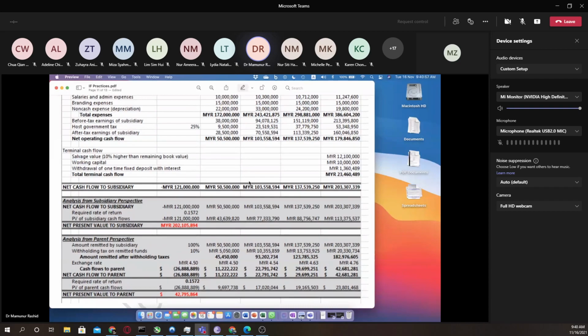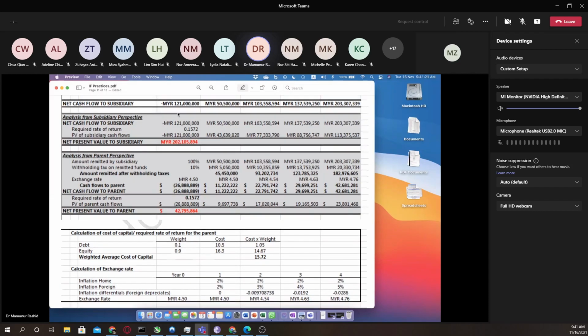Working capital will be liquidated. It will come back 10 million. And withdrawal of the one-time fixed deposit with interest. Remember, 1 million we have invested for 4 years, and after interest, this figure is 1.360 million. Altogether, the terminal cash flow is 23.460 million.